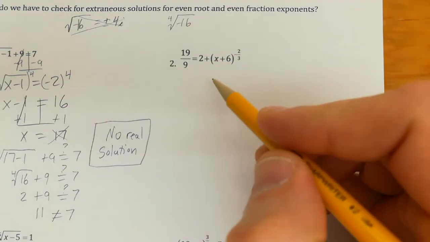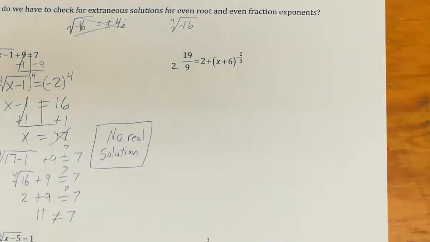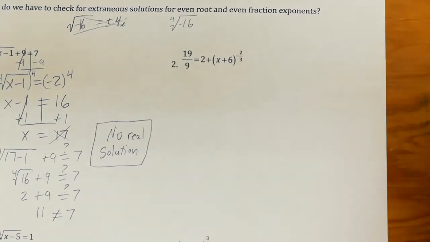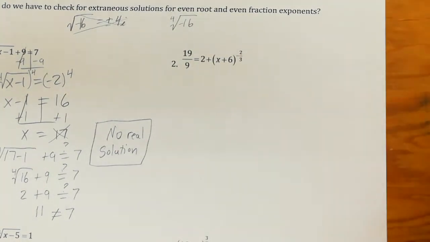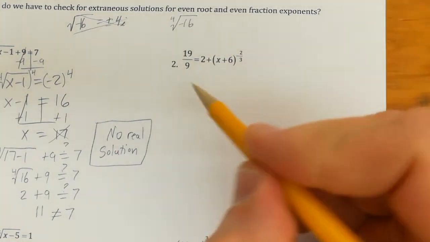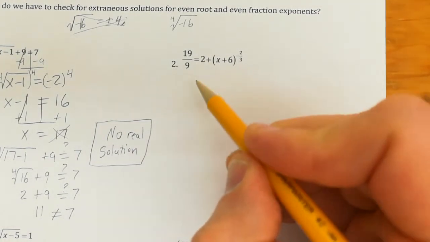All right, let's take a look at number 2. So here I have something with a rational exponent. Now there would be a way to convert that to a radical. I actually prefer on these to just keep them as rational exponents, and I'll show you why once we get to that step.